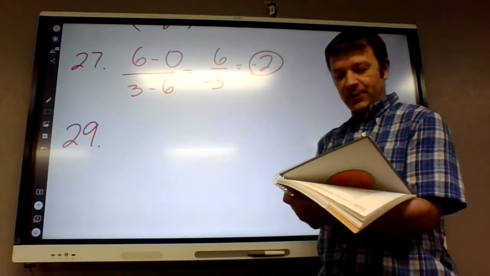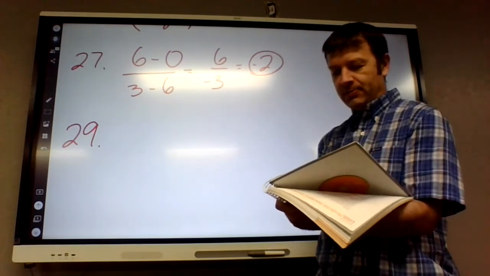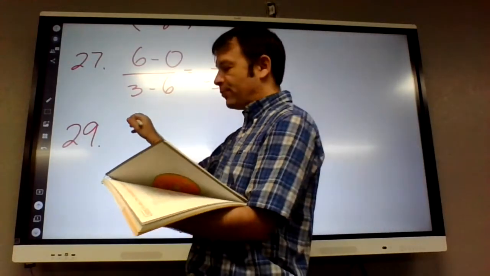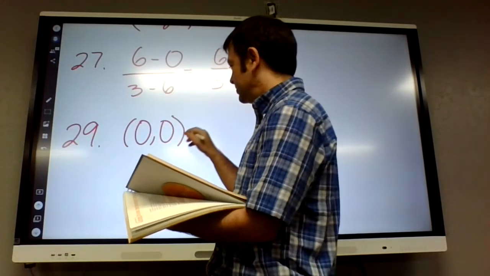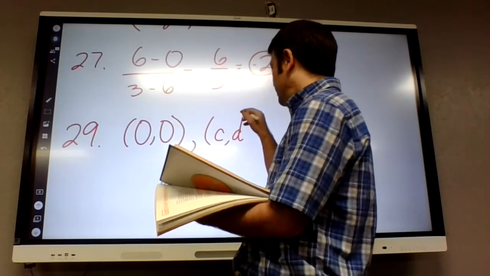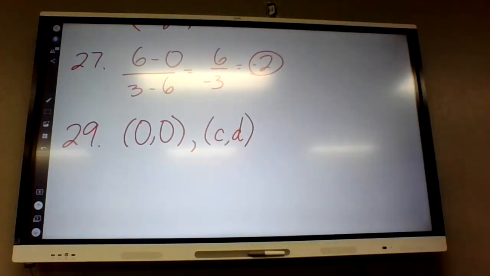Alright, 29 says, for each pair of points, find A, the distance. Okay, we were just doing that. B, the midpoint, C, the slope. So it's kind of the same thing except one of the points they give us is C and D instead of numbers.